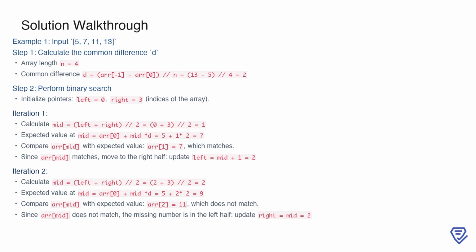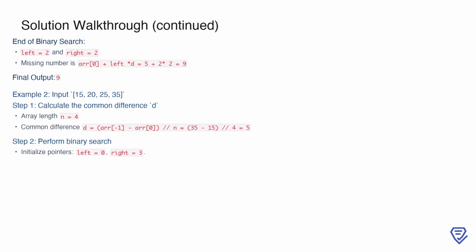This time, the actual value at ARR[2] is 11, which does not match the expected value. This tells us the missing number must be in the left half, so we update right to mid, which is 2. At this point, both left and right point to index 2, signaling the end of the binary search. The missing number can now be calculated using the formula ARR[0] + left * d, which evaluates to 5 + 2 * 2 equals 9. Thus, the final output for this example is 9.